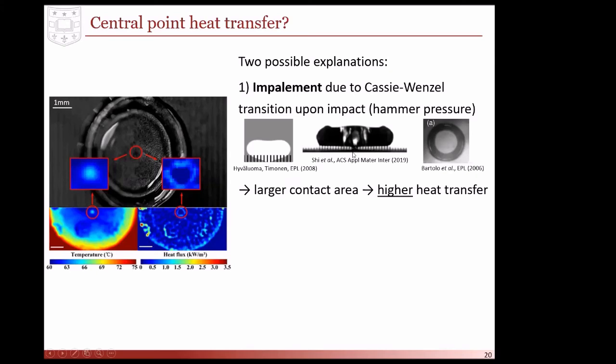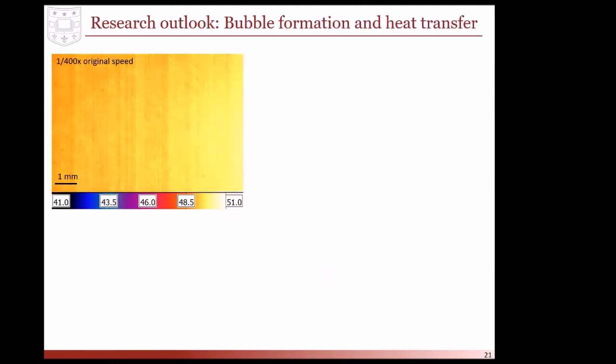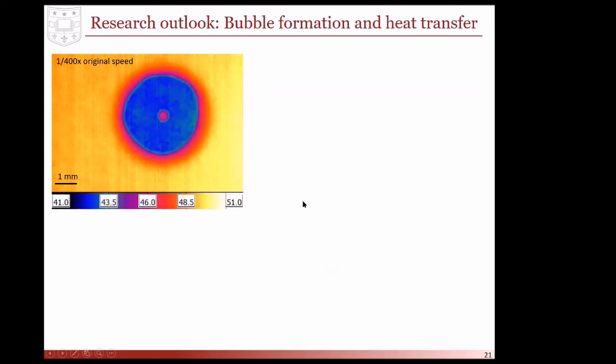basically wet spot. But that would mean that we had a larger contact area, which would usually mean a higher heat transfer rate, not a lower one. So that's an unlikely explanation. The other one is that we have a bubble entrapment during the impact, where a gas bubble in the center would act like an insulator and lead to lower heat transfer and higher temperature. Now, the bubble is fairly small compared to the entire droplet. So maybe the effect on the overall heat transfer is not super critical, and we're actually working the numbers out right now.